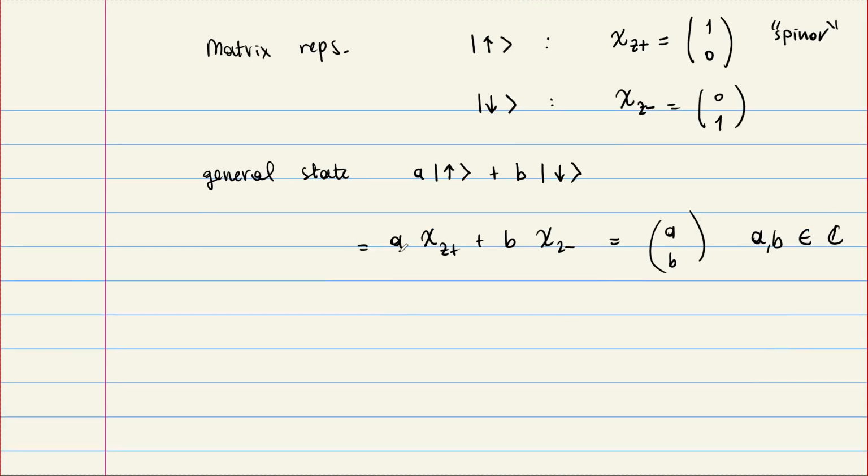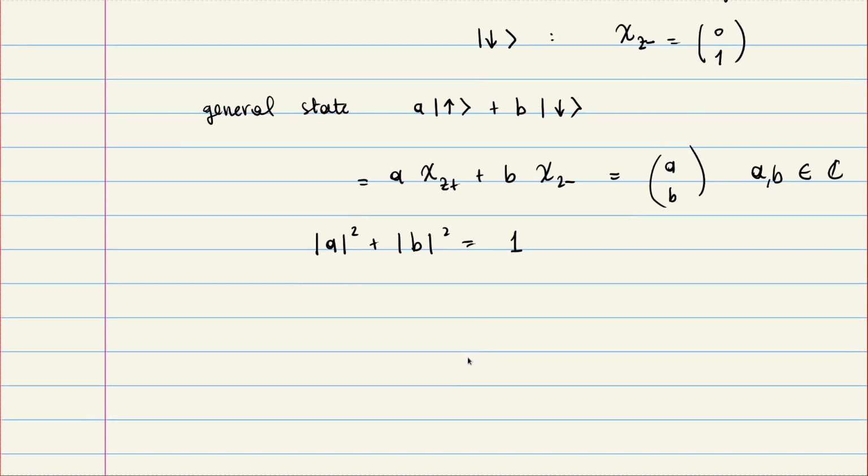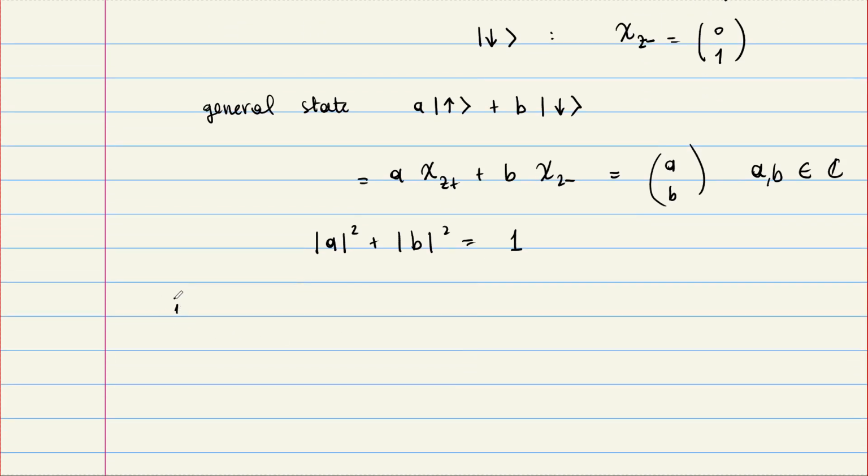Since the quantum mechanical interpretation is that this is the probability amplitude to be in the Z plus state, and this is the probability amplitude to be in the Z minus state, the probabilities should add up to 1. From here we have the normalization: a squared plus b squared should be 1 before anything else. And now I can first consider what this S squared operation looks like in this basis. Let's consider S squared.